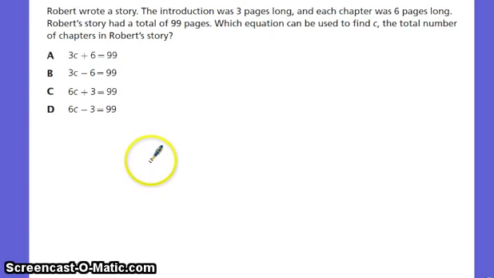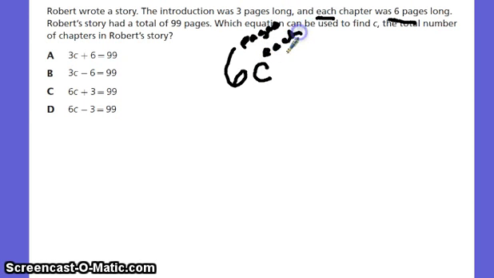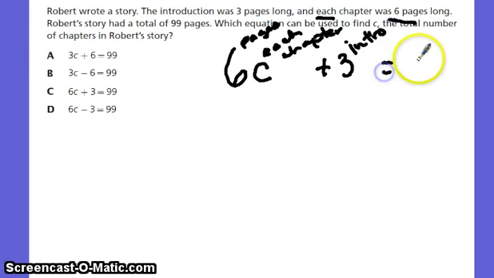Robert wrote a story. The introduction was 3 pages long, and each chapter was 6 pages long. It says each was 6 pages for the chapter. Which equation can be used to find C? So each chapter, 6 pages. That means 6 pages times each chapter. That's 6 times C is what that looks like. Now, plus the introduction, that's going to be plus 3 for the intro. Robert's story has a total of 99 pages. That's a big story. He had a lot to say.